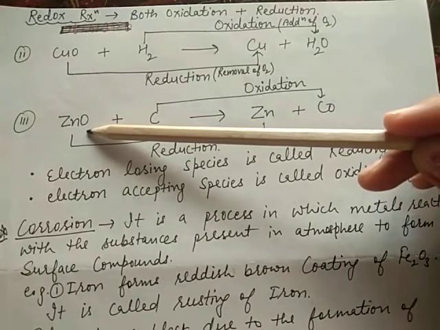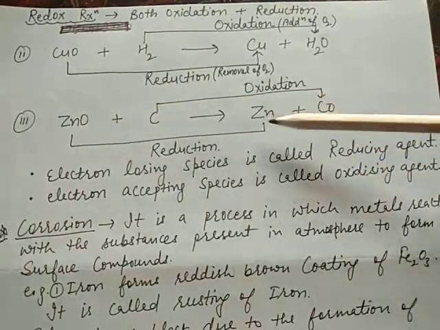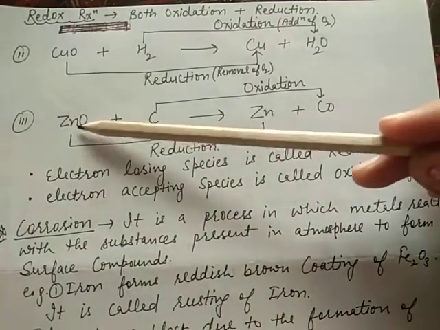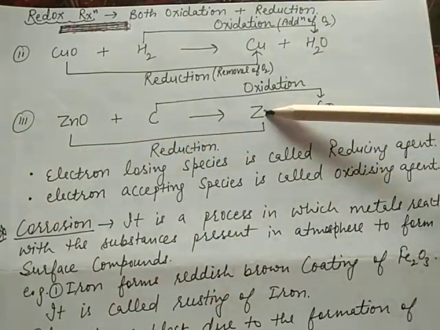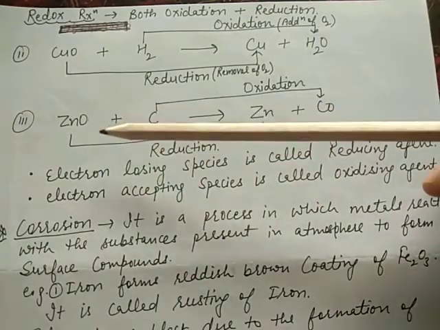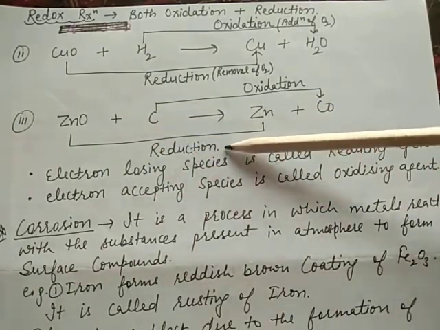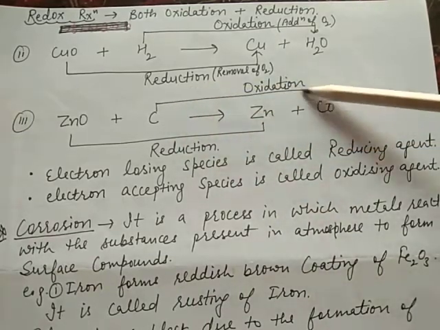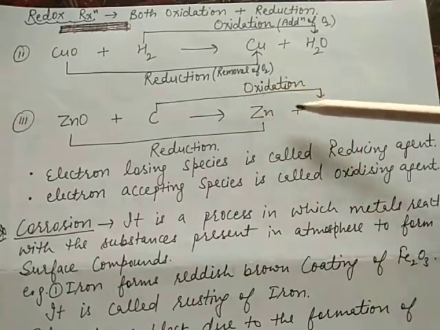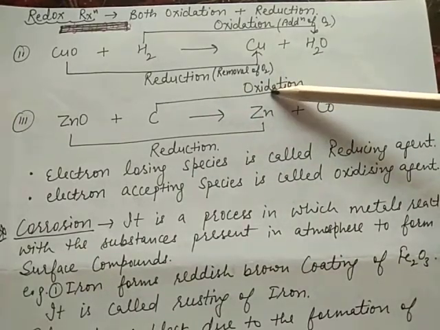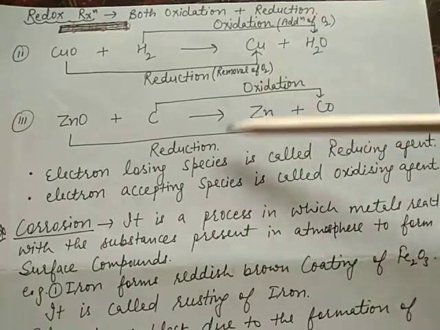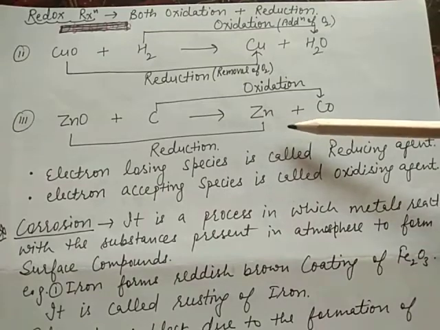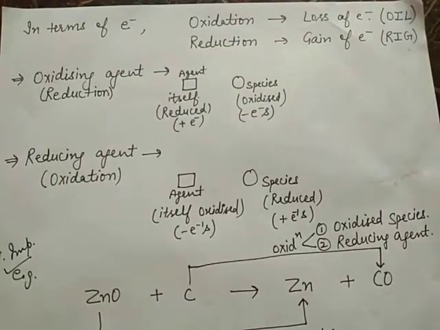Take another example, ZnO, zinc oxide plus carbon, it will form Zn plus CO. ZnO changes into Zn, zinc. So it involves the removal of oxygen, it means reduction. And the carbon changes into CO, it means addition of oxygen, this is called oxidation. This is a type of redox reaction. Both oxidation and reduction take place simultaneously.